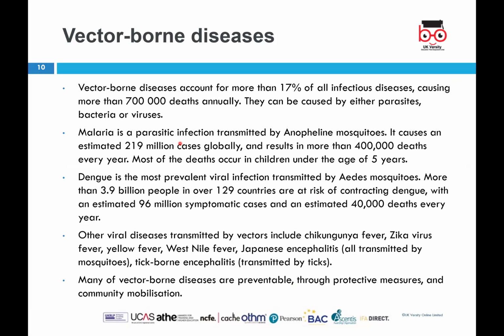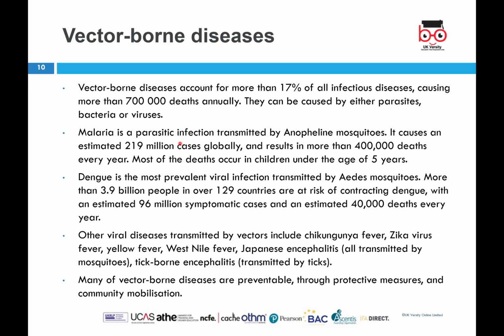So, a bit about statistics. Vector-borne diseases account for more than 17% of all infectious diseases, and they cause more than 700,000 deaths annually. They can be caused by parasites, bacteria, or viruses. Malaria is a parasitic infection transmitted by the female Anopheles mosquito. It causes an estimated 219 million cases globally and results in more than 400,000 deaths every year. Most of these deaths occur in children under the age of 5 because they have less immunity.